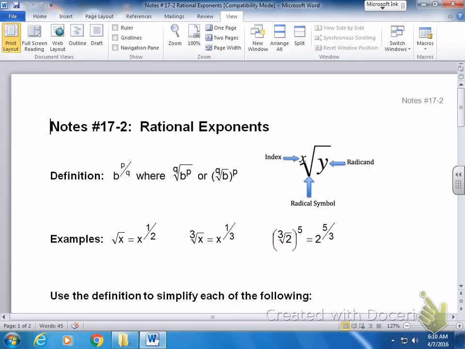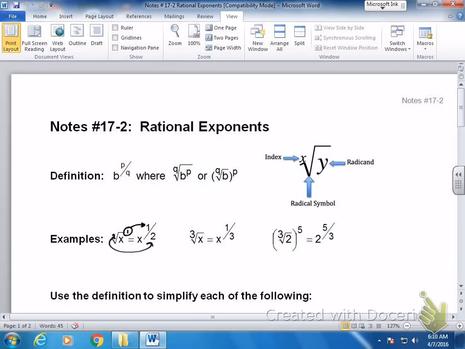So q roots of b to the p. Or you could have it written with parentheses and the p outside of the parentheses. Guys, all it is is transforming. If you look at the examples right below this, we have that the square root of x is equal to x to the 1/2. Since it's just the symbol, that implies there's a 2 there. Since there's no exponent, it implies there's a 1. It's your 1 over your 2.